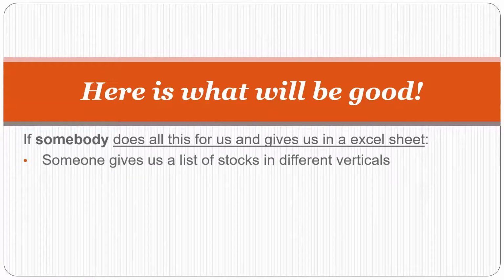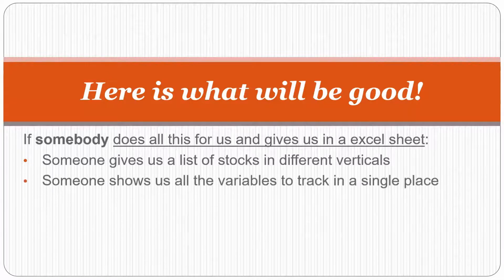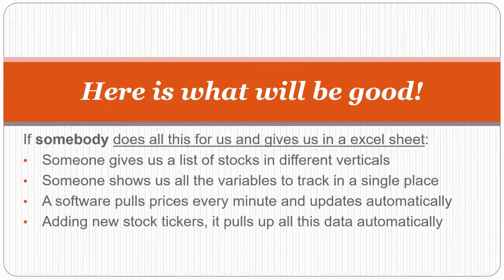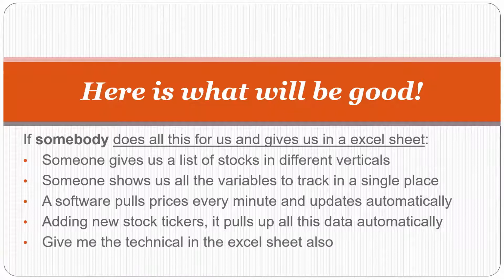Somebody gives us a list of stocks in different verticals. Somebody shows you all the variables to track in a single place. A software pulls prices every minute and updates automatically. You can add new stock tickers and it will pull all of this market data automatically for you. And it also gives you technicals in the Excel sheet. Basically, just do everything for me right now. This is what I've done.